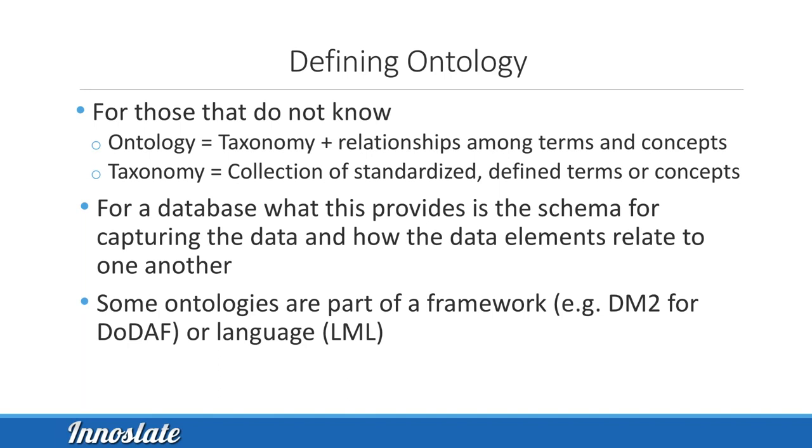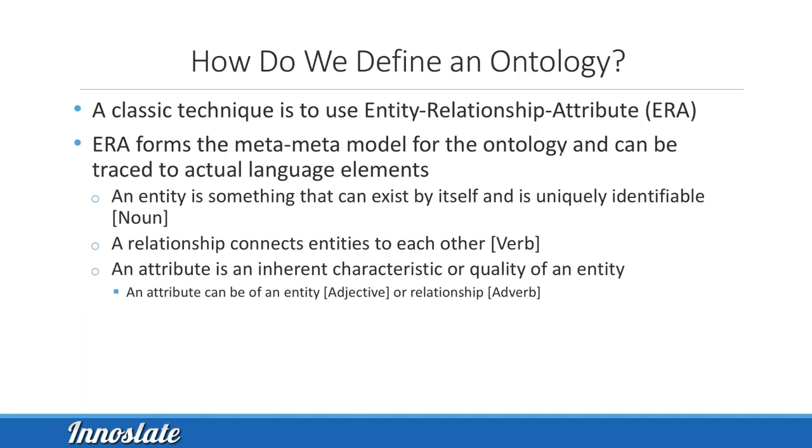So some ontologies are part of a framework. For example, there's the DoDAF MetaModel 2.0, which is shortened to DM2, which is used in the DoDAF world, the architecture framework world. Or it could be a language itself, like lifecycle modeling language. So how do we define an ontology? One of the classic techniques to express an ontology is using something called ERA, entity relationship attributes. I guess I'm an old timer, so that's the one I'm used to, and that's the one I'm most comfortable with. So that was the first model we worked with in this area.